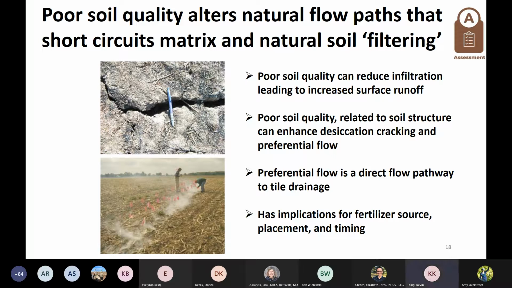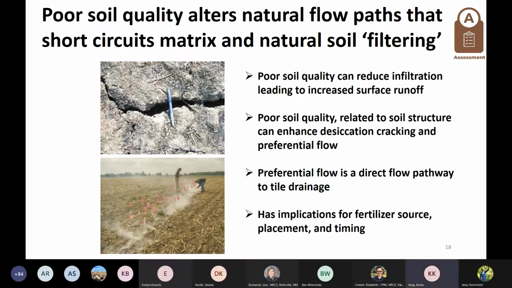One of the first site-specific assessments that should be made is an investigation of the soil quality. Poor soil quality alters natural flow paths that short circuits matrix and natural soil filtering and can potentially negate any efforts associated with the SMART aspects in the initiative.